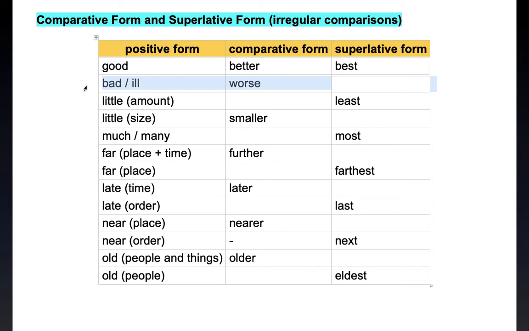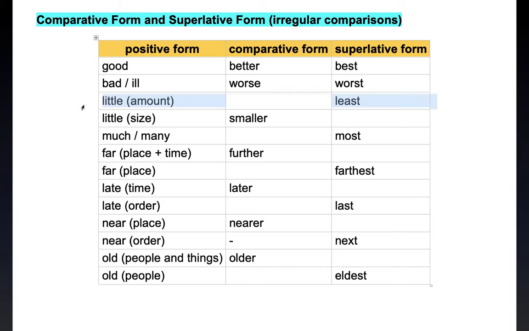Second, bad, malo, o ill, enfermo. Significa para las dos cosas. To say, for example, Pablo Escobar is worse than Hitler. Que Pablo Escobar es más malo que Hitler. O también puede decir, my mother is worse than me. Mi mamá está más enferma que yo. And to say, la más enferma o el más malo, it is the worst. El más malo, el más enfermo.